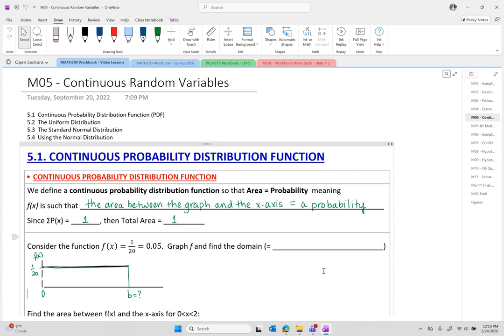This video will start section 5 in our statistics OER course that pertains to continuous random variables. We will discuss continuous probability distribution function, or continuous PDF, in this video, but the rest of the chapter covers the uniform distribution, the standard normal distribution, and how we use the normal distribution.